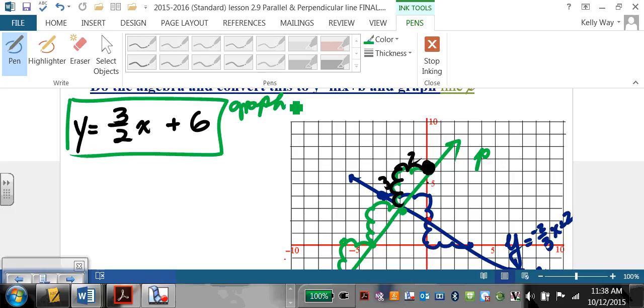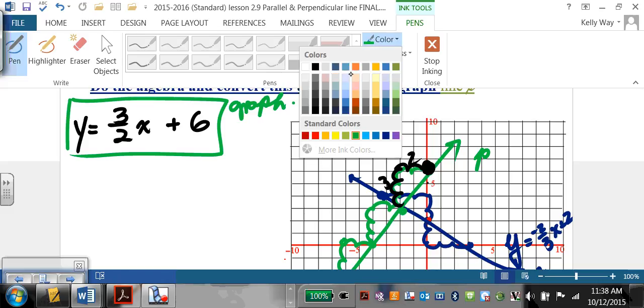All right. But you have to be able to do this algebraically as well. Emma, I see a question mark above your head. What's up? Okay, I will go over this with you in just a moment.